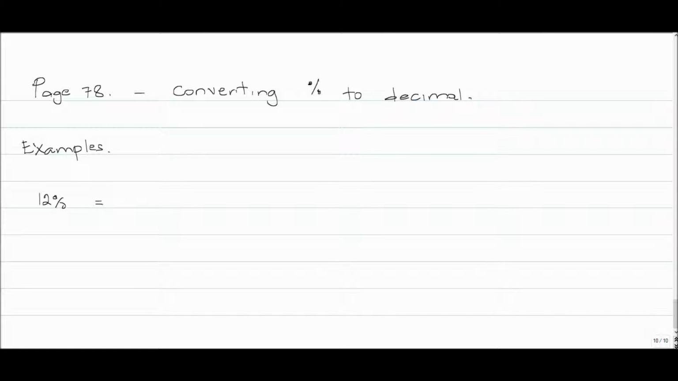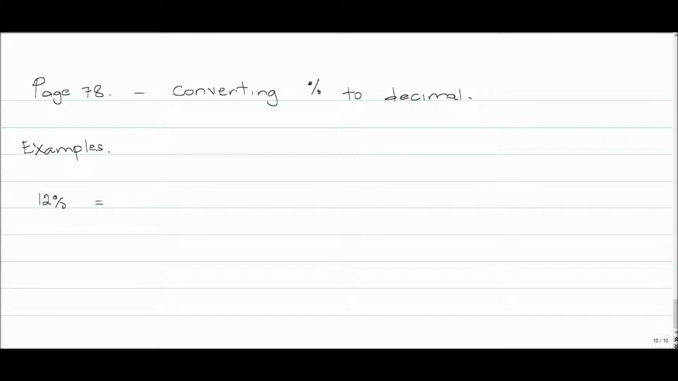We are continuing on page 78, and we're looking at the bottom section that talks about converting percentages to decimals. Let's look at the rule first. The rule says to convert a percentage to decimal, remove the percentage sign and then divide the number by 100. So they have some examples here, and we'll look at those examples now.